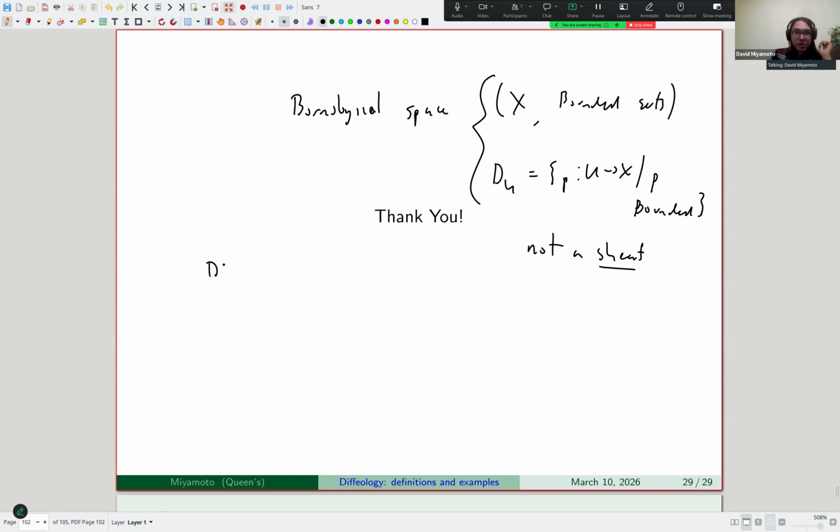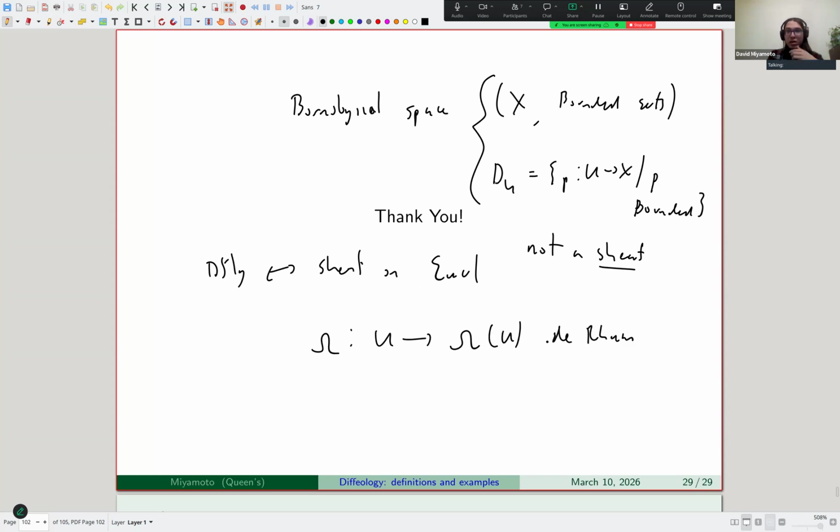If you say diffeology is really a sheaf on the collection of open subsets, well, here's a sheaf on open subsets, which is the de Rham sheaf. This sheaf actually satisfies the sheaf condition, but this is not a diffeological space. The reason for that is that I said they correspond to sheaves, but there's one condition that's a bit less natural for sheaves, which is the concreteness condition, which is to say that the constant maps are plots.